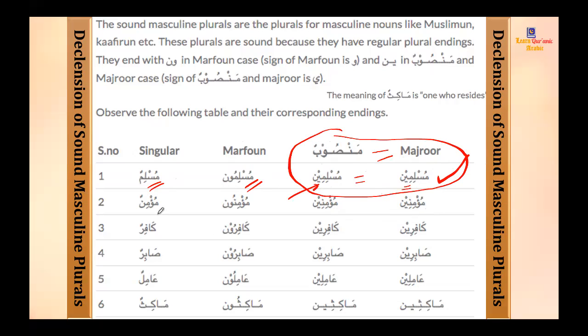So mu'minun, the marfu' is mu'minun, and the majroor and mansub are mu'minina. Kafirun, marfu'un is kafirun, and majroor and mansub are the same: kafirin. So sabirun, sabirin, with the ya here. So amilun, amilun is marfu', and the mansub and the majroor are amilin and amilin. So that is the format.